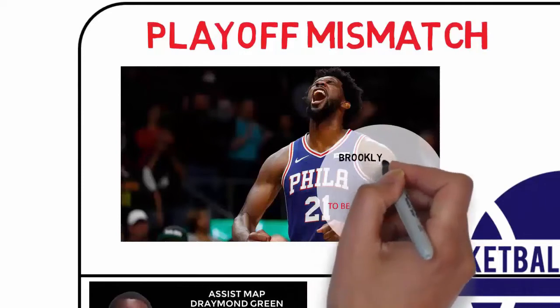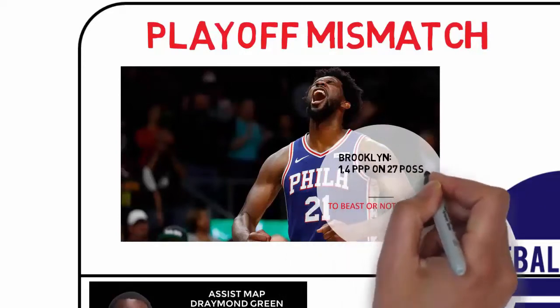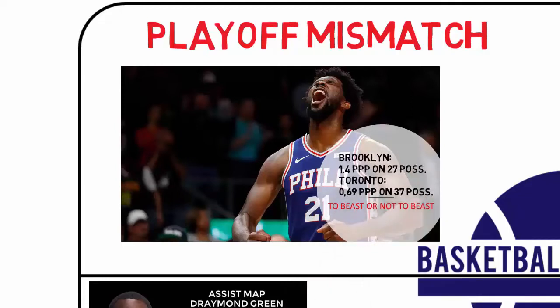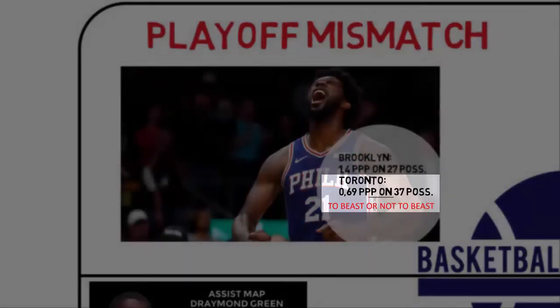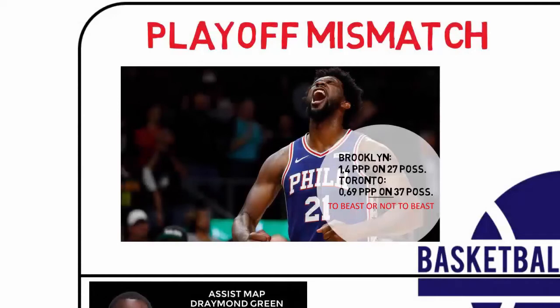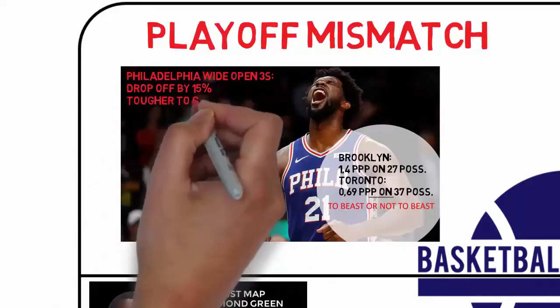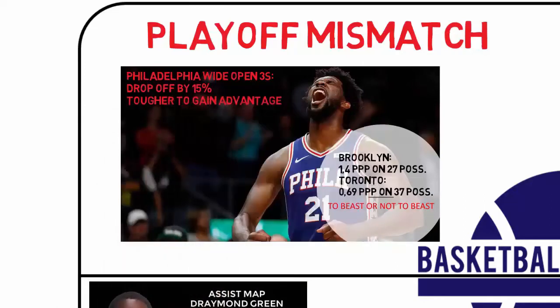In the playoff series versus Brooklyn, Embiid was a beast. On 27 possessions, he had 1.4 points per possession, with him either creating something off the bounce in one-on-one or passing the ball out. And then against Toronto, he could not create this kind of advantage. It was only 0.69 points per possession on 37 possessions. And also, Philadelphia had a drop-off by 15% in the wide open threes. So in the playoffs, it's much tougher to gain advantage, and sometimes you have to take the mismatch that you are given. Let's sum it up.